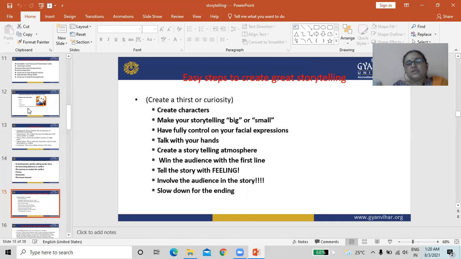Create a storytelling atmosphere. It means create an atmosphere where students show curiosity about what will be next. This is the type of atmosphere you should create. Talk with your hands. It means express with your hands what they are doing or not doing, according to your story.